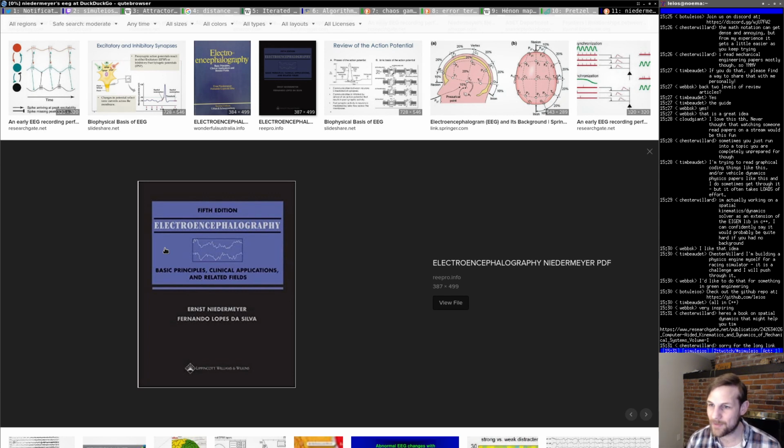I don't know why. I'm actually working on a spatial kinematic dynamic solver as an extension of Eigen library. Oh, cool. Yeah, I've used Eigen before. I can confidently say it would probably be quite hard if you had no background. No doubt, this stuff is hard. Chester Wheeler, I'm building a physics engine myself for a racing simulator. It's a challenge and I'll push through it. I mean, honestly, Tim, I'm sure it's going to turn out well. I'd like to do that for something in green engineering, all in C++, very inspiring. Here's a book on spatial dynamics that might help you. No, this is great. Links are allowed in the chat just for this reason. I'm happy that you guys are chatting.